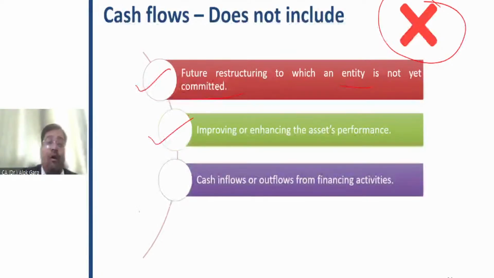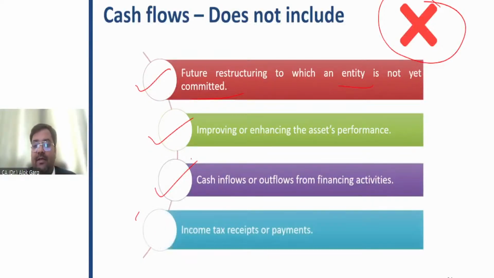Cash inflow or outflow from financing activity, you cannot expect. You are saying that I will mortgage this asset and will get a loan. You cannot consider that loan as a value in use from that asset. So cash inflow or outflow from financing activity will not be considered.